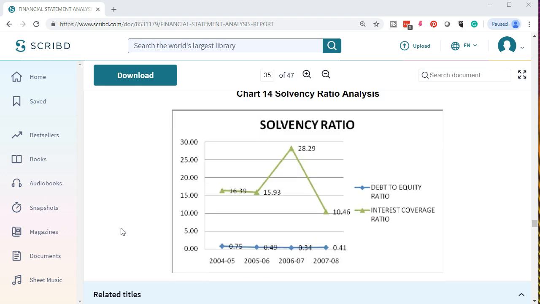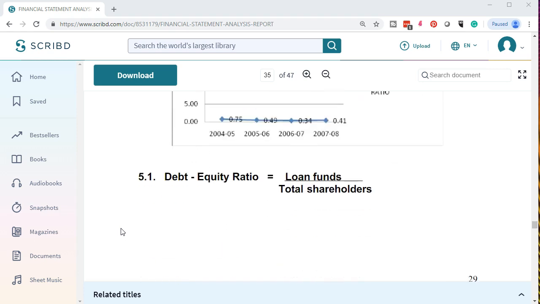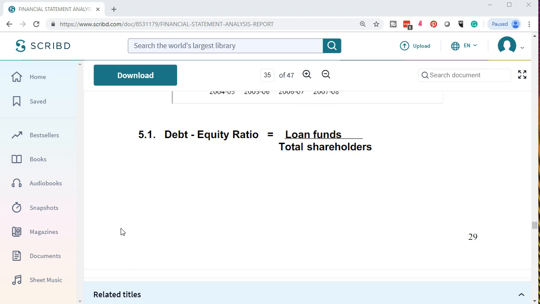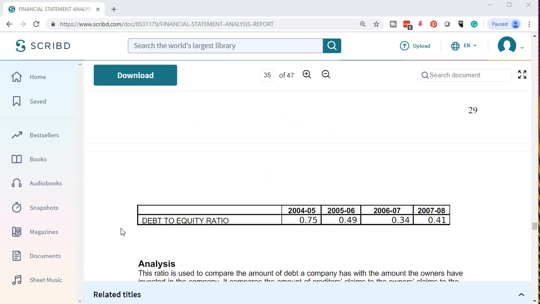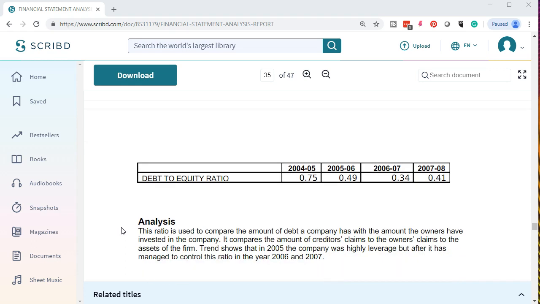We have the solvency ratio analysis in terms of a chart. Then we're going to take a look at the debt equity, the loan funds divided by the total shareholders' funds. And note, we're not going to go into the calculations here. We're basically going to look at the formula, look at the data, and then go to any information that they provide in terms of analysis. So here we have the debt to equity ratios.